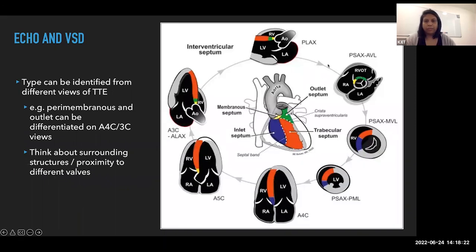In terms of the type of VSD that you might be interrogating, you can find the different VSDs from the different views, and the different views can help differentiate which VSD it is. I've obviously not mastered this, but something I've noticed looking at some of the pictures is that being mindful of what the adjacent structures are and knowing where the different types of VSDs occur in the interventricular septum can help differentiate the different types, even if you can't remember the picture from memory.